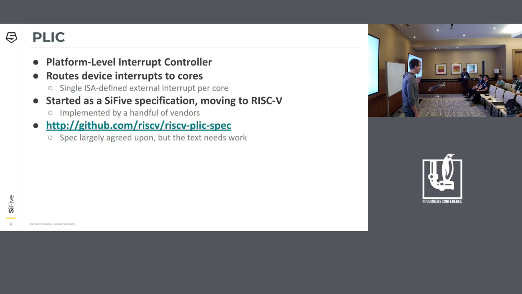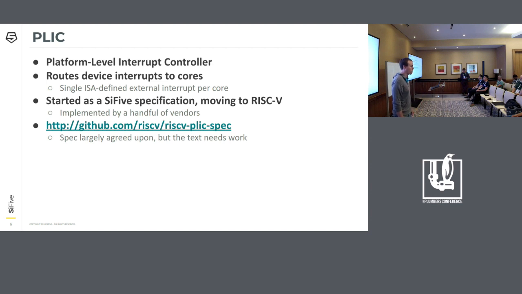So the PLIC stuff. PLIC is the platform-level interrupt controller. This was originally a SiFive spec, and it ended up on a handful of other SoCs. How interrupts work in RISC-V land is your core has a single external interrupt line, and then other stuff gets hooked up to that through some sort of interrupt controller. In this case, on SiFive's systems, it's the PLIC, which lets you take a bunch of device interrupts and route them to a bunch of different cores. So that was a SiFive spec, got implemented, and we're promoting it to a RISC-V spec. I think we've agreed that that's what we want to do, but the actual spec needs quite a bit of work.